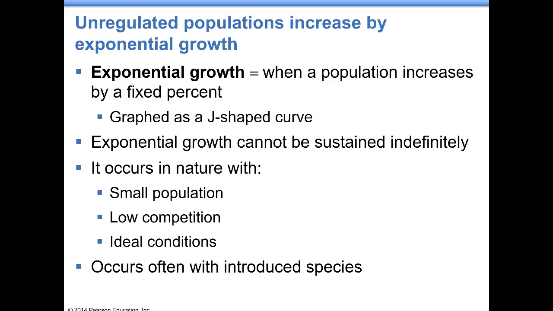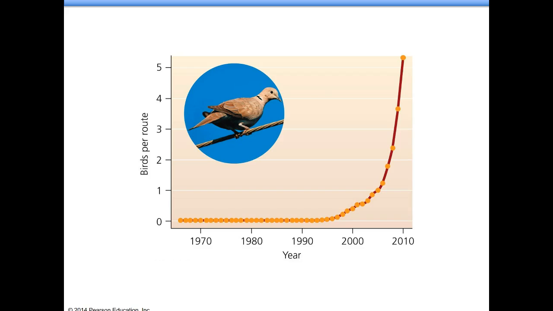So we can see exponential growth happening within a small population. Because in a small population, there's going to be more resources available for them. There's not going to be as much competition for those resources, and typically the conditions are going to be ideal within the particular area that they have. We see this happening often with introduced species because they don't have any natural predator in the area. They have a large food source available. They're not used to being in that area, and they tend to grow exponentially.